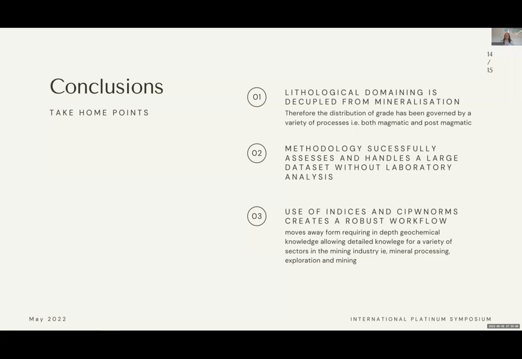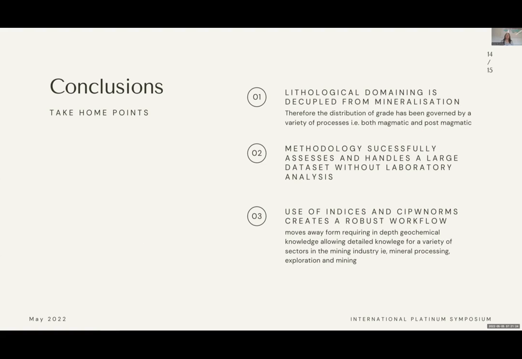So we have three main take-home messages from this presentation. The first being that lithological domaining is decoupled from our mineralization. So there has to be some other processes that are occurring other than just magmatic. The second is that methodology, and this successfully assesses and handles a large data set without any laboratory analysis to supplement it.